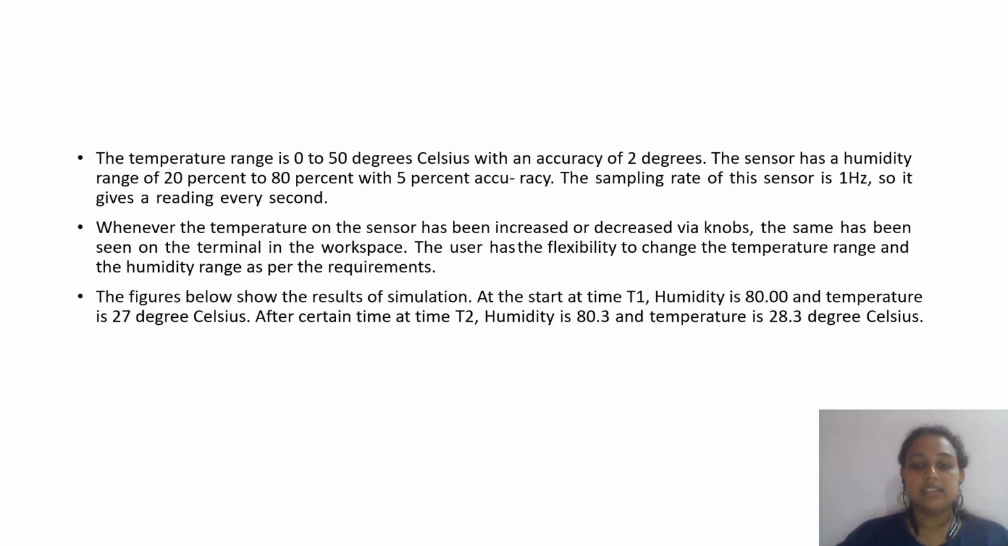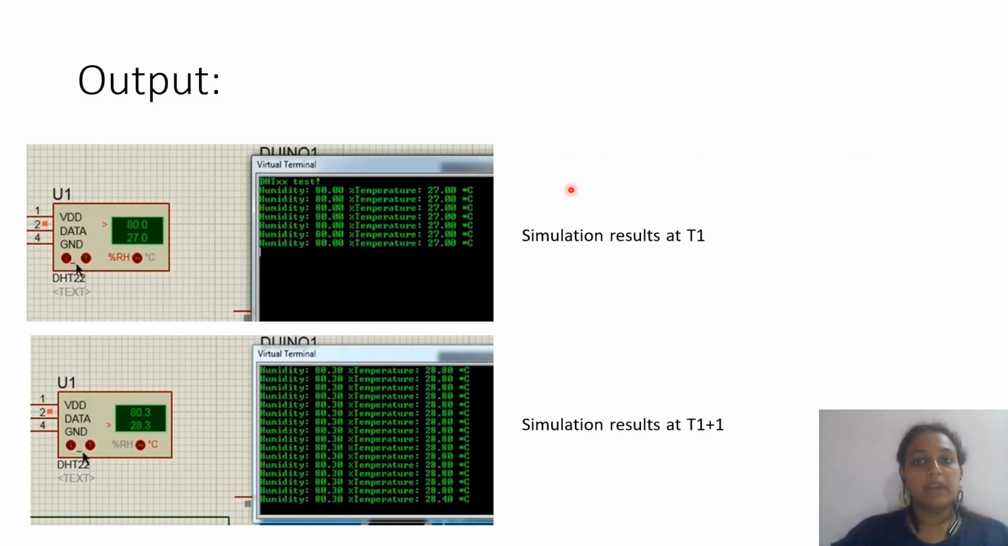So here in this case, I will be increasing and decreasing the temperatures using the sensors. It has the accuracy of 0 to 50 degrees Celsius, as I mentioned earlier in the component parts, and the humidity is 20 to 80%. So this is my output. Simulation results at time t1: the temperature is 27 degrees Celsius and humidity is 80.